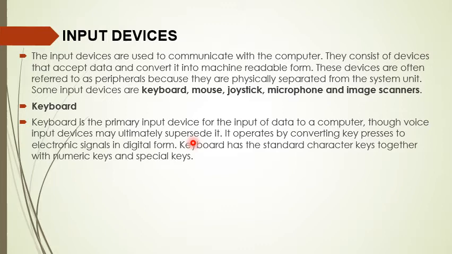Its task is to convert your pressed button into an electronic signal, which is converted into a digital form. On a keyboard we have some character combinations. Blocks are there: character keys, a numeric keypad, function keys, and some special keys. Function keys are F1 to F12, F1, F2, F3 up to F12. These are the function keys.